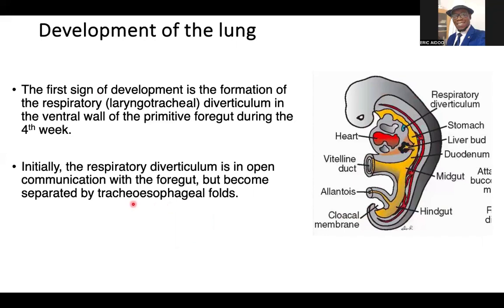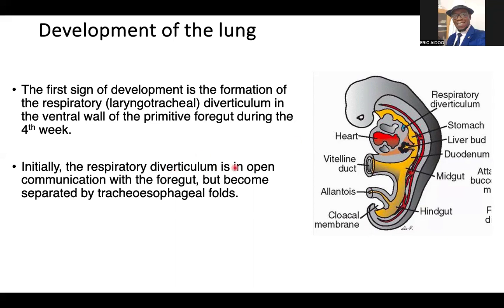The first sign of development is the formation of the respiratory diverticulum, which is also known as the laryngotracheal diverticulum. That is the blue portion you see here. All the yellow portion is endodermal layers, which will obviously form the GIT. So ventral to the foregut, you have this respiratory diverticulum in blue, also known as the laryngotracheal diverticulum.